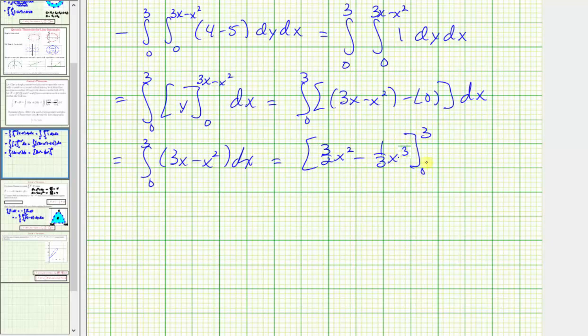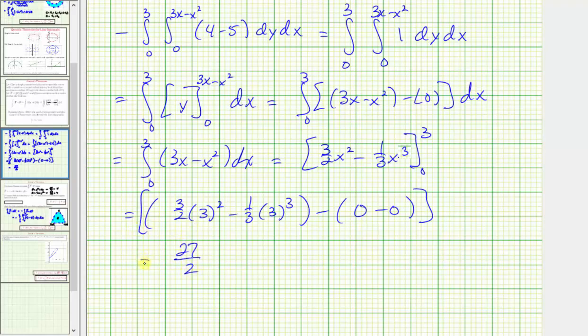And F(b) minus F(a) is going to be 3 halves times 3 squared minus 1/3 times 3 cubed, minus, we just have 0 minus 0 when x is 0. So here we'll have 27 halves minus 27 thirds, which is 9, which is equal to 9 halves, or 4.5.